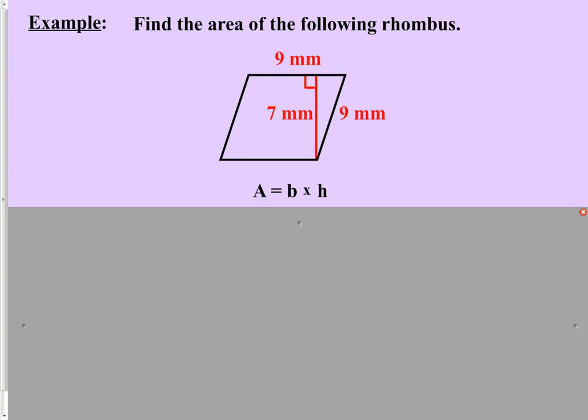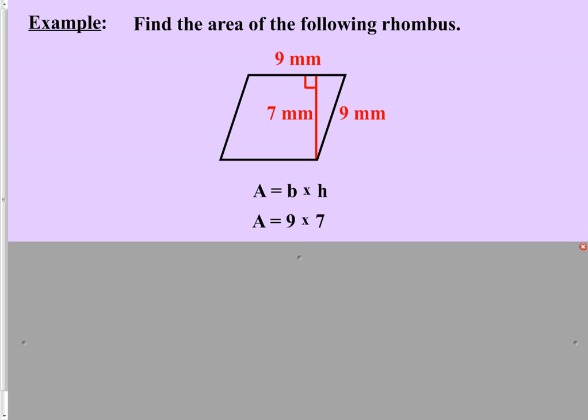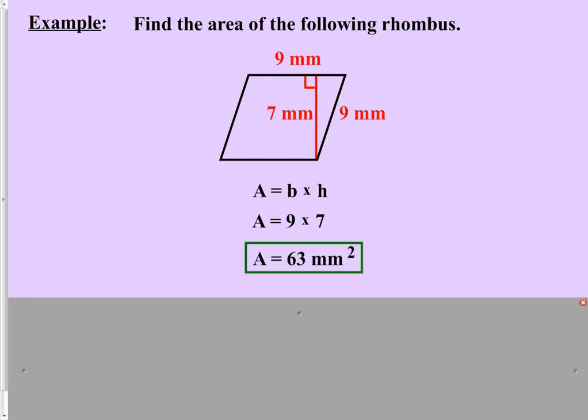Once again, base and height are perpendicular to each other. Don't fall into the trap of thinking that base and height are always two of the sides, because that is often not the case. So it is not 9 times 9, okay? It is 9 times 7. That 7 is what is perpendicular to our side lengths. So 9 times 7 is obviously 63. Once again, the units of measure were millimeters, so it is 63 square millimeters.